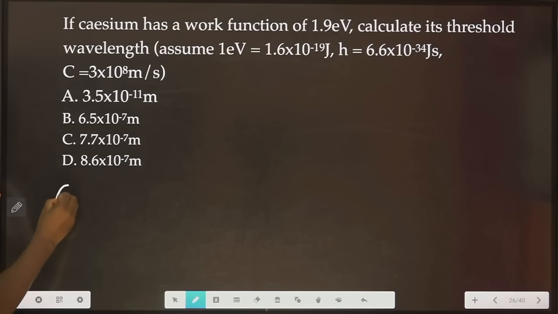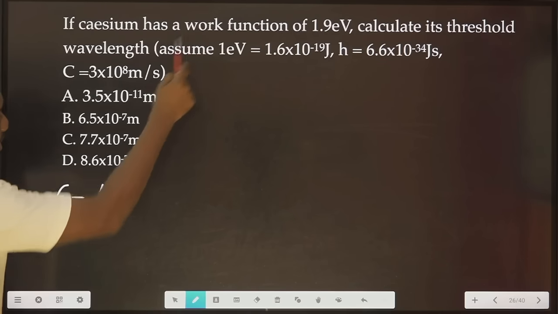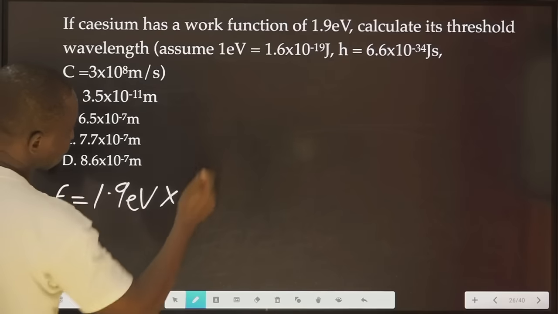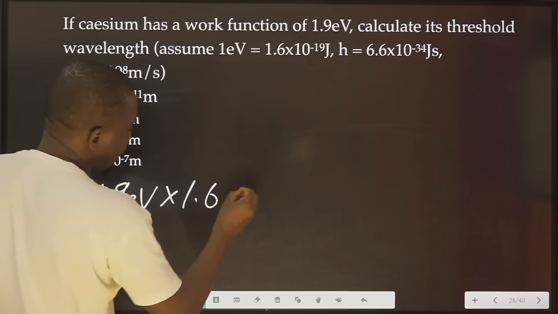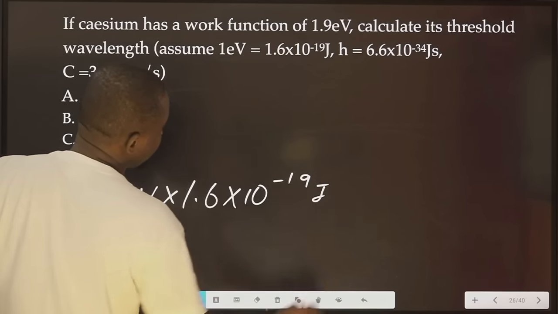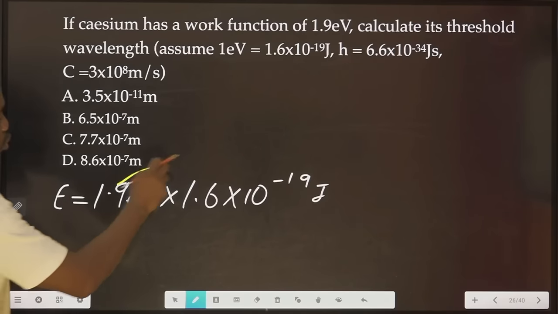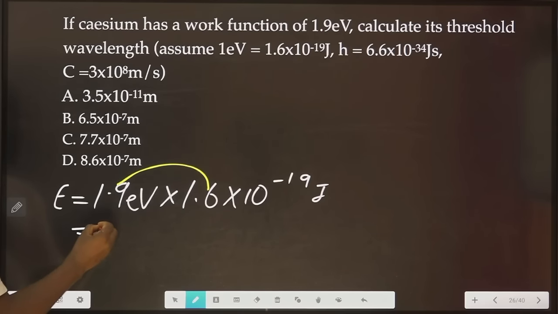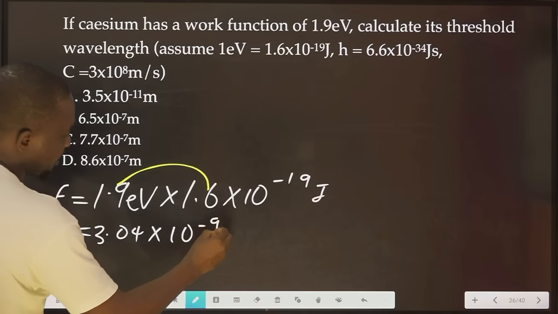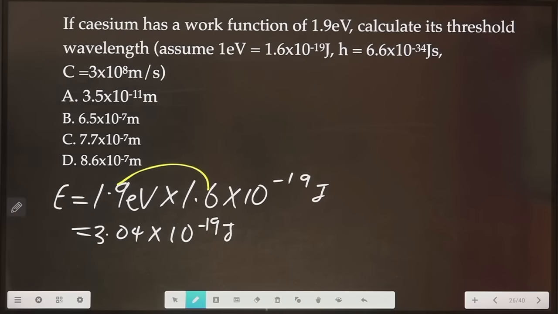That is to say, E now is equal to 1.9 eV multiplied by this, that is 1.6 times 10 to the power minus 19 joules. If you multiply these two, you're going to have 3.04 times 10 to the power minus 19 joules. Okay?